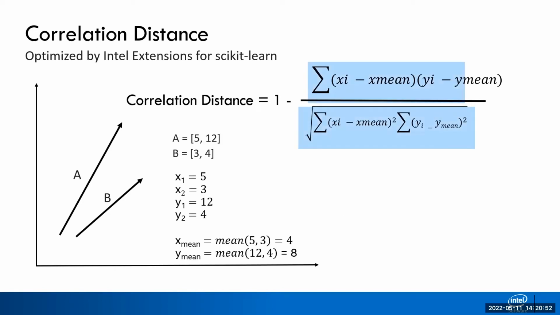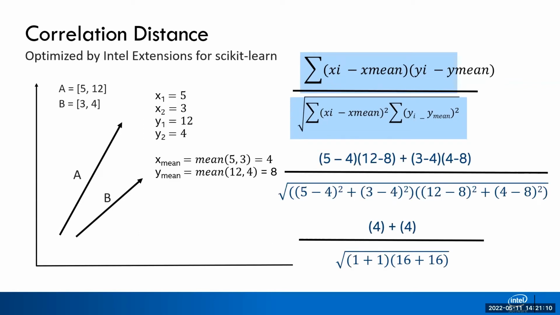Similarly, A is 5, 12 and B is 3, 4. We have x1 as 5 and x2 as 3. The mean of x, the mean of 5 and 3, is 4, and the mean of y, the mean of 12 and 4, is 8. And we use the formula here to calculate the correlation.